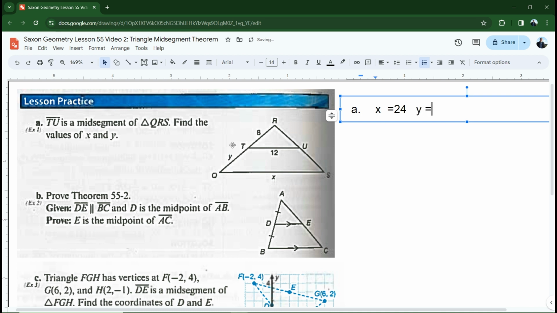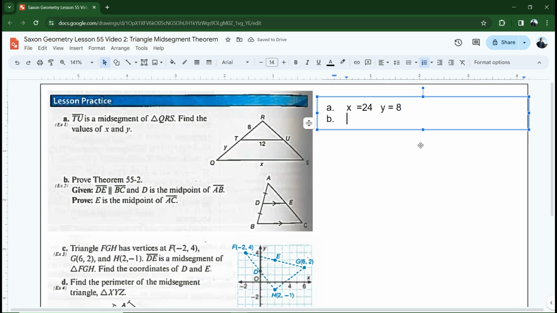All right, and then y. Well, let's think of the definition of midsegment. A midsegment connects the midpoints of two adjacent sides of a triangle. So that means that if this is the midpoint of QR, y has to be the same as the other side of the midpoint. So y equals 8. Pretty easy, right?